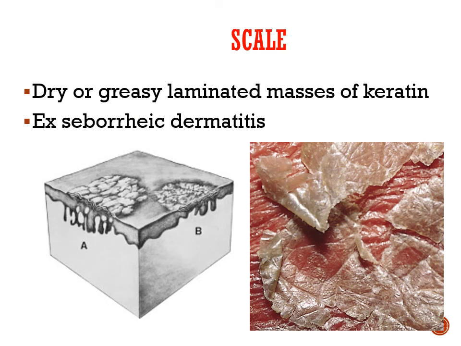First is the scale. The scale is a dry or greasy laminated mass of keratin. Remember, our body normally sheds imperceptible fragments of stratum corneum every day. When formation of epidermal cells is rapid or where there is disturbance in normal keratinization, then we see pathologic exfoliation characterized by scales. In the clinical picture, this is often seen in seborrheic dermatitis or what we commonly know as balakubak.